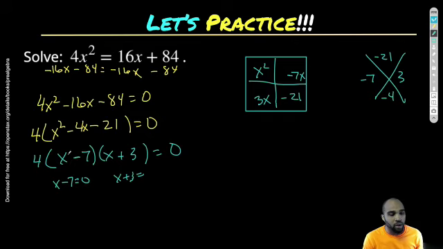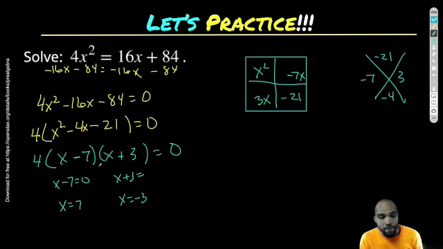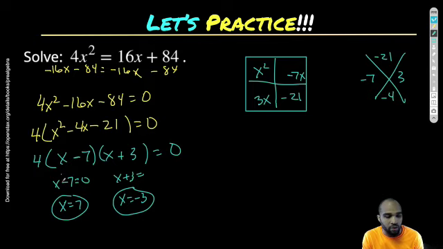Don't worry about the 4, because there's no variable on the 4. There's no x there, so you don't have to say 4 equals 0, because that doesn't change anything. Now, if there was an x right there, yes, we'd look at that, but we're only concerned about these two factors here. This one is x equals 7, and this one is x equals -3, because 7 minus 7 gives us 0, and -3 plus 3 gives us 0. Those are the two possible solutions.